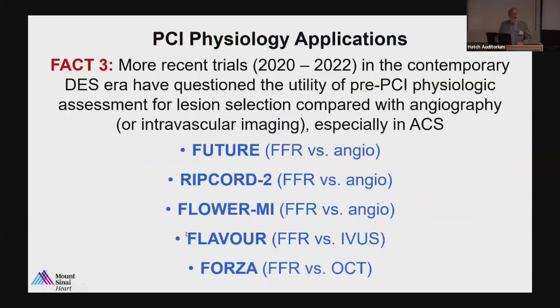Now, a fact that a lot of people don't want to acknowledge, though, about physiology is a lot of those studies were a decade ago. And if you look at the most recent studies that have been done in the last 2 or 3 years, they're questioning the utility of pre-PCI physiologic assessment for lesion selection compared with angiography or intravascular imaging, especially in the patients with acute coronary syndromes. And here are 5 trials that were negative. 3 of them were FFR versus angiography, and 2 of them were FFR versus intravascular imaging. And I'll show you some of these quickly.